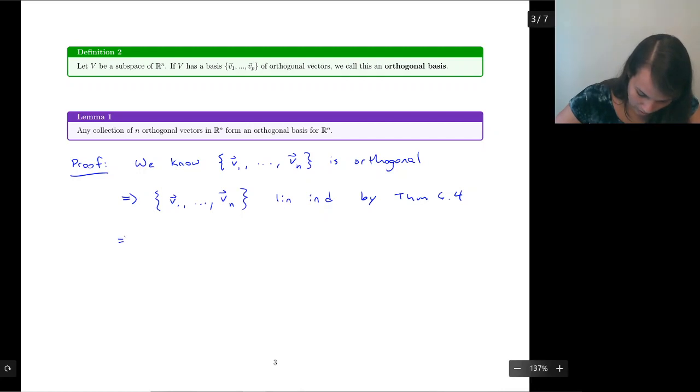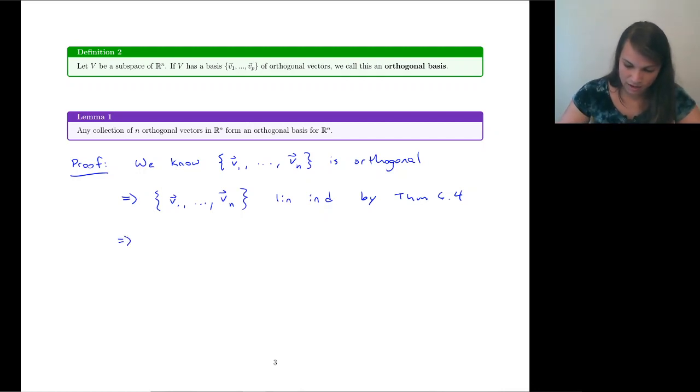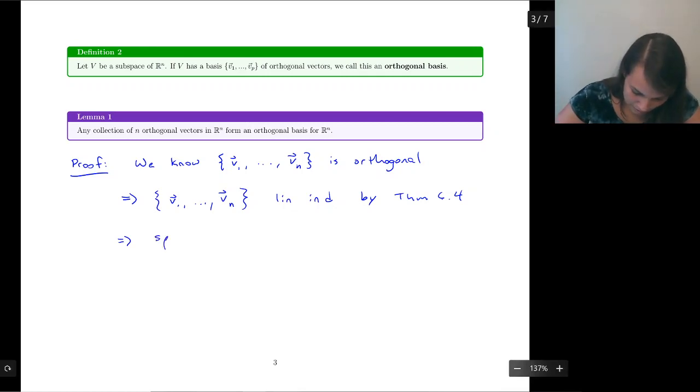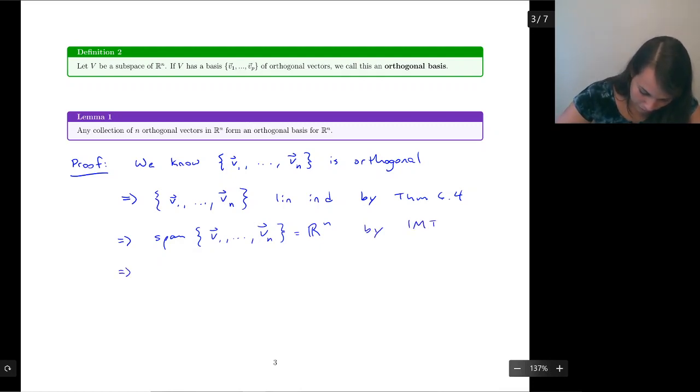But then we know things about this. Since they are in Rn, we are in the land of IMT, right? So the span of n linearly independent vectors is equal to the entire space by IMT. He just won't go away. And so then by definition of basis, we get, oops, not a VP, VN.